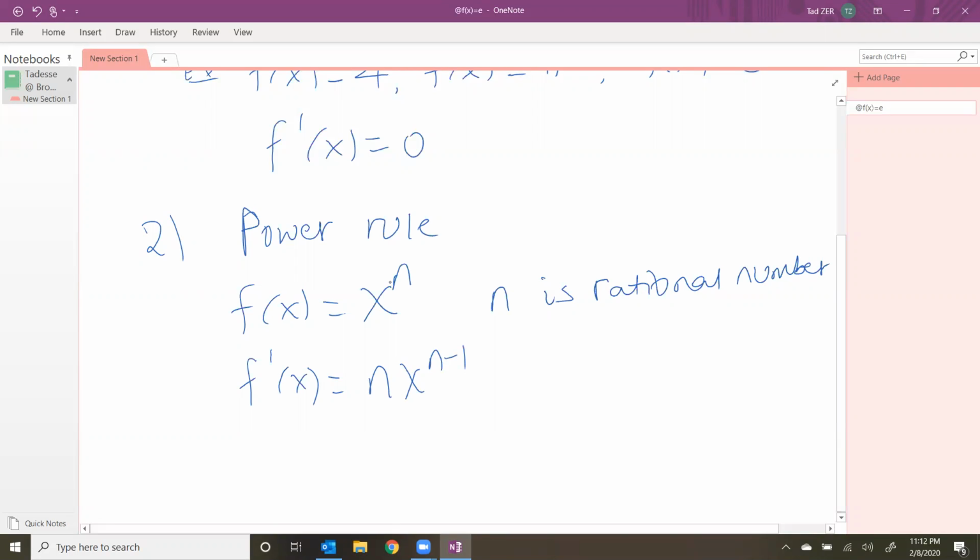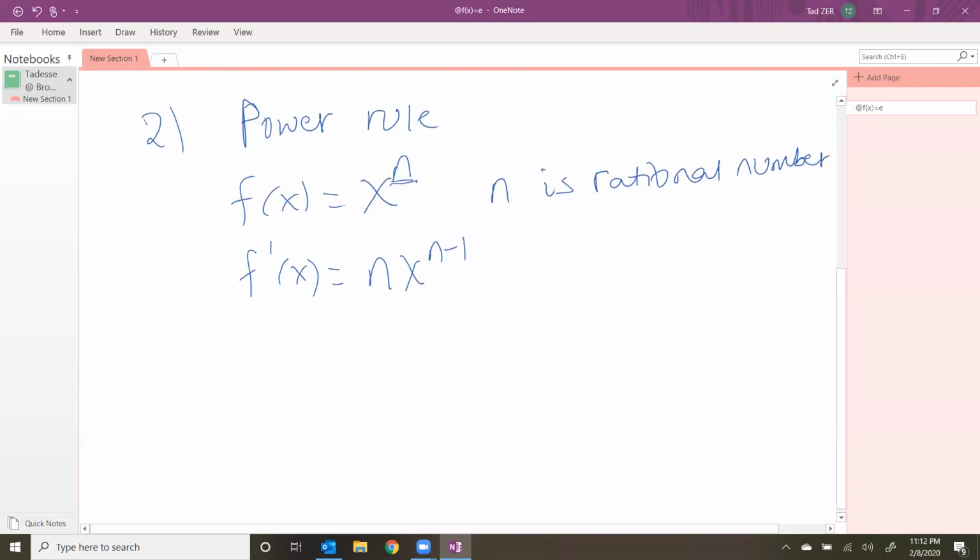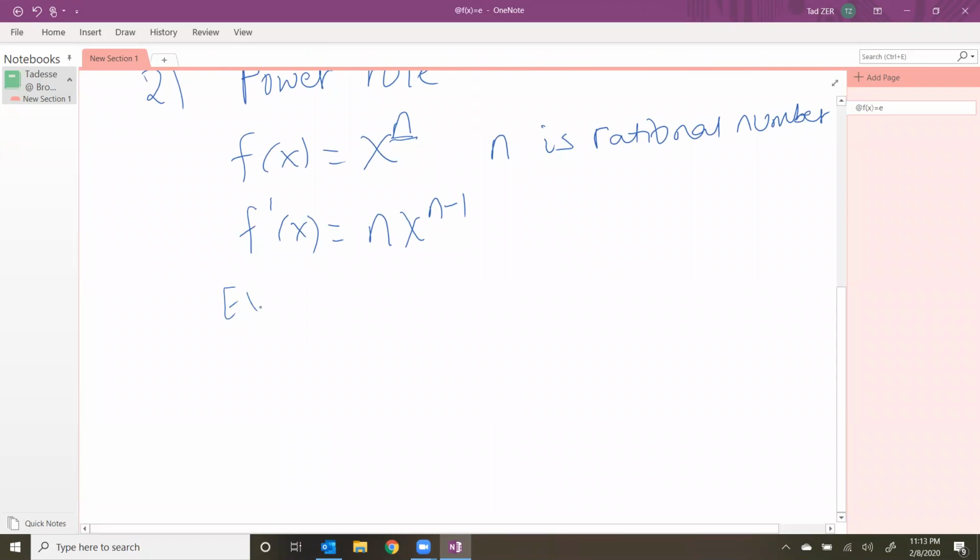So basically what you have to do is this: the exponent becomes the coefficient, and then you subtract 1 from the exponent. Let's see an example. Say f of x equal to x cubed. The derivative becomes what? Now n is 3, so it will be 3x to the power of 3 minus 1. So it will be 3x to the power of 2.